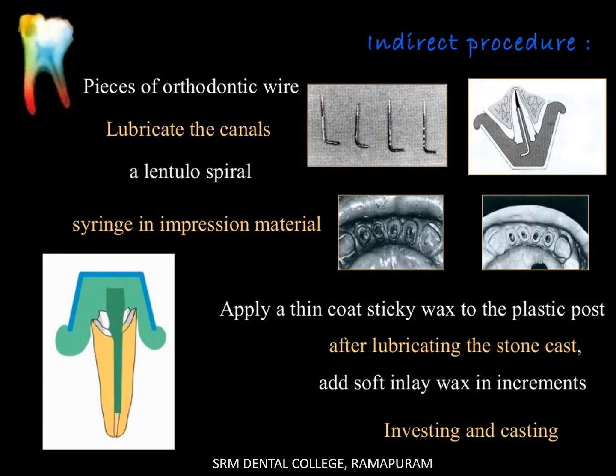Indirect procedure: pieces of orthodontic wire, lubricate the canal, and a lentulo spiral is used. Syringing in the impression material can also be used. Apply a thin coat of sticky wax to the plastic post. After lubricating the stone cast, add the soft inlay wax. Once the pattern is done, remove the pattern, invest it, and casting is done.